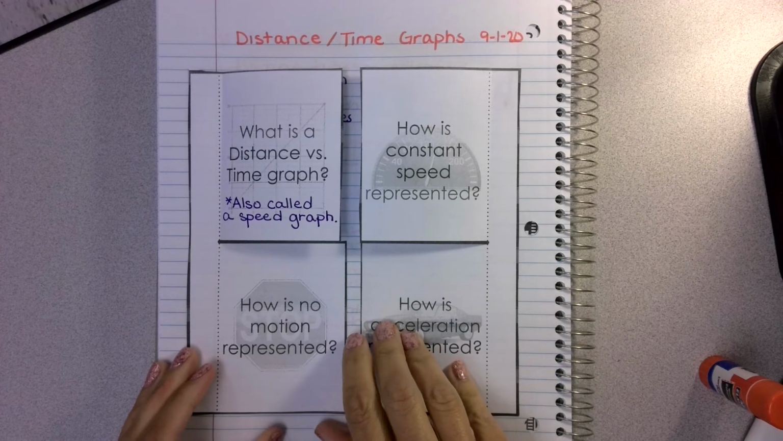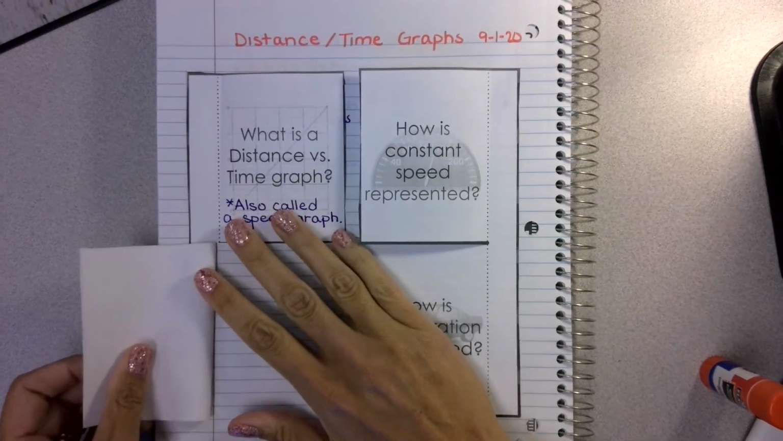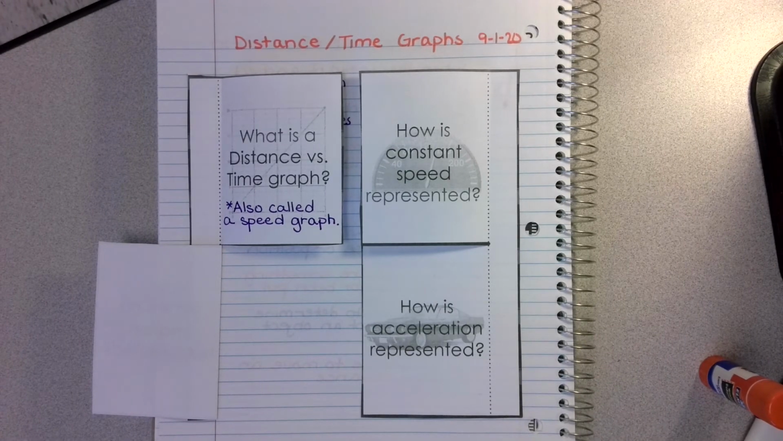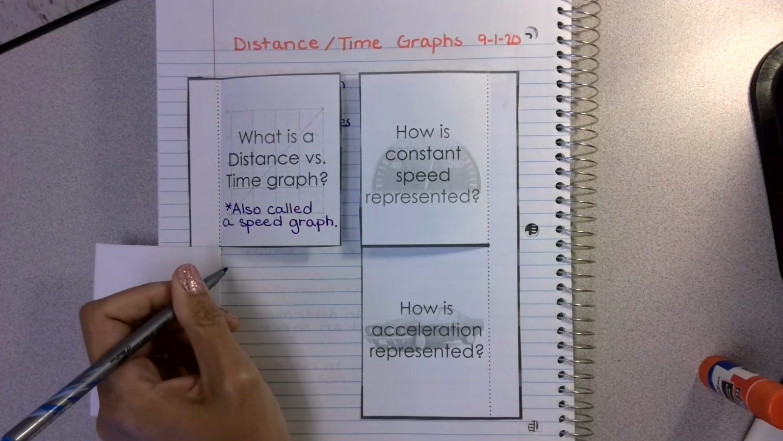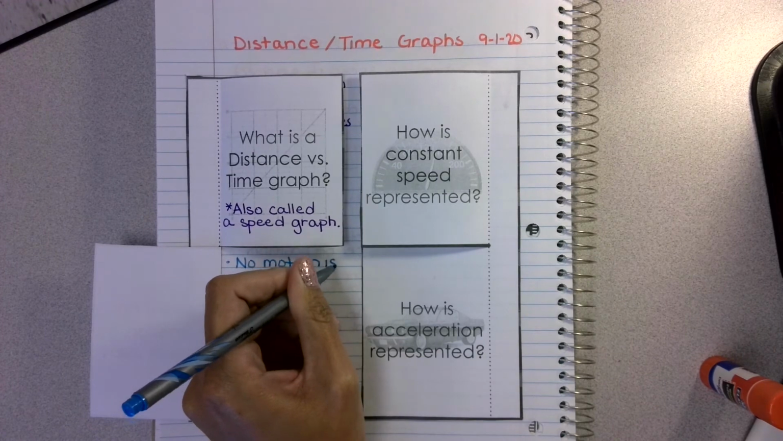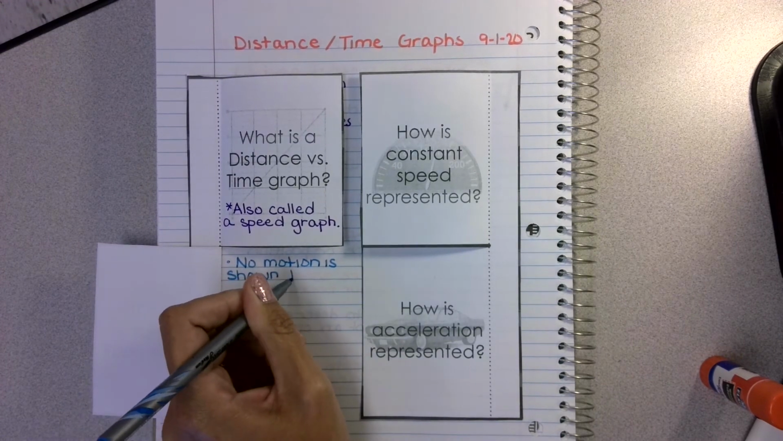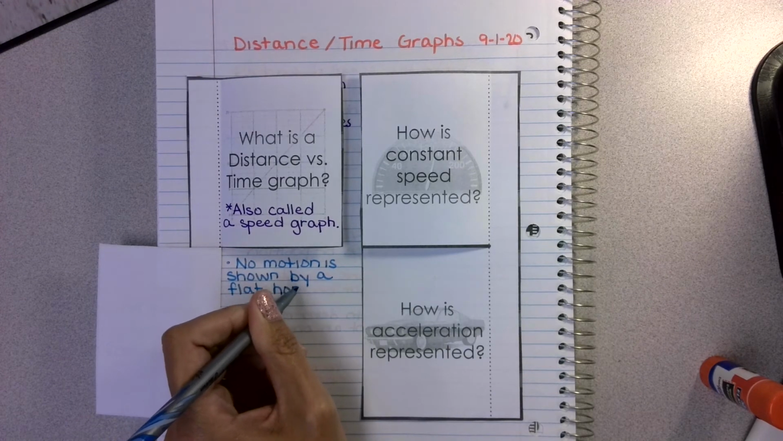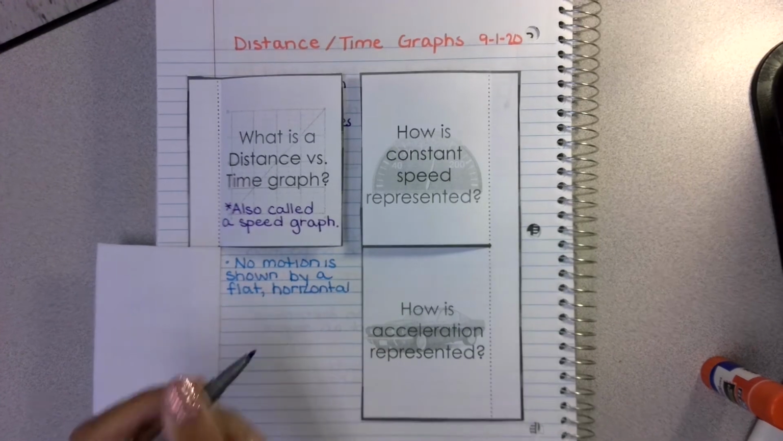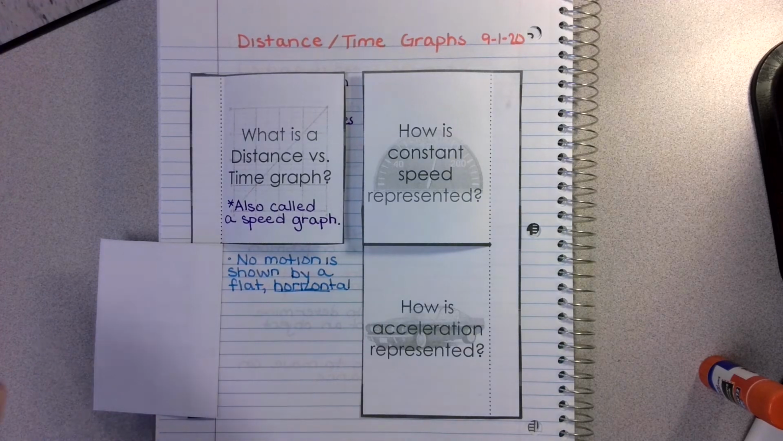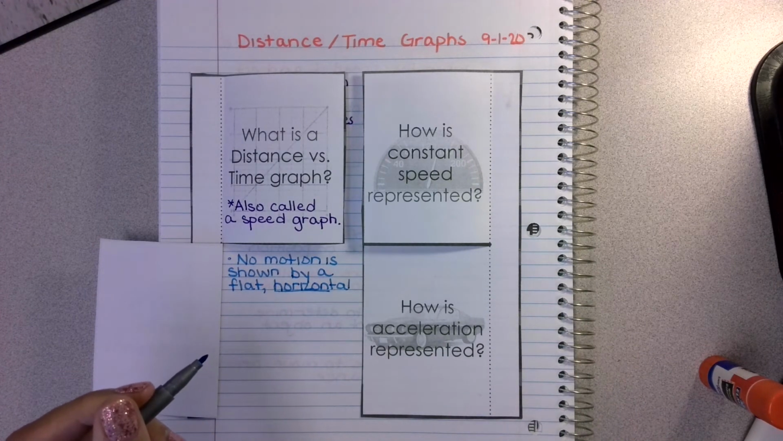All right, now the next one, how is no motion represented? So if the car is stopped and you're plotting it on this distance time graph, what would that look like? So no motion is shown by a flat horizontal line. Think of the horizon. See the horizon? The horizon's like where the sun sets, or you can see the sun rises and it goes straight across. So that's how you can remember what horizontal means. It means straight across, not up and down. It's by a flat horizontal line on the graph.